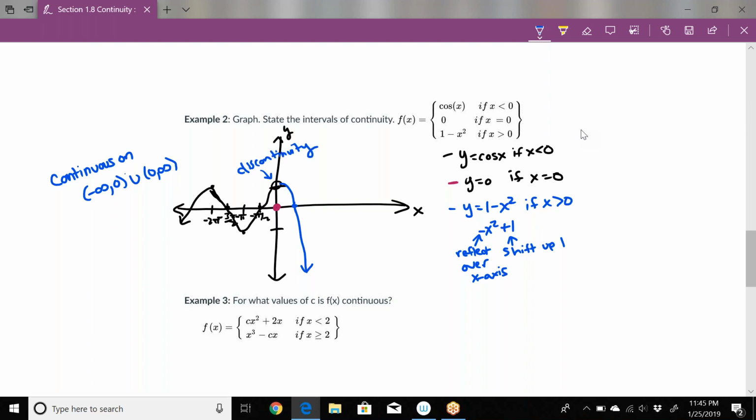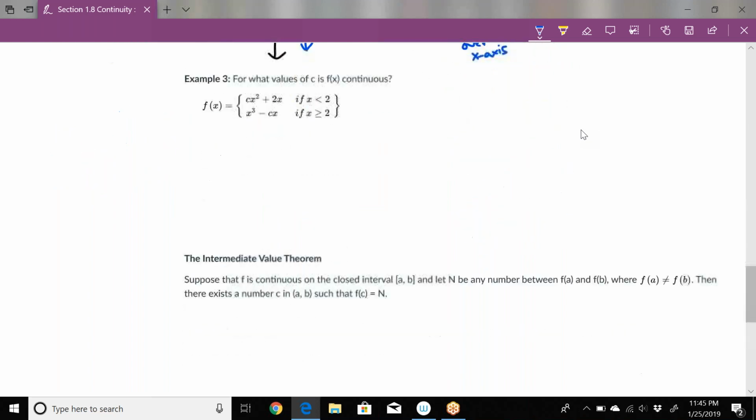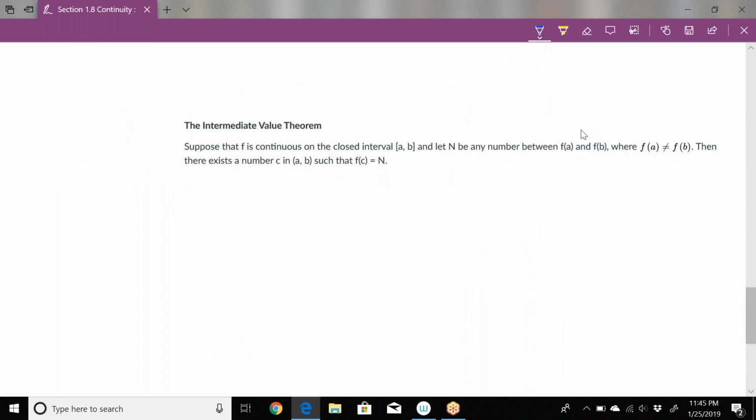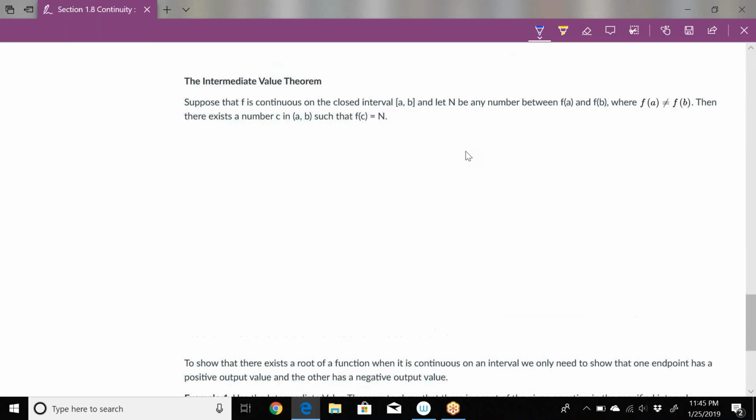All right, and then we did example 3 in class. We did not do the intermediate value theorem, so I'm going to go through that and walk through it with you. It says that suppose a function f is continuous on a closed interval [a, b], and let n be any number between f of a and f of b, where f of a does not equal f of b, so in other words, they're not the same y value.